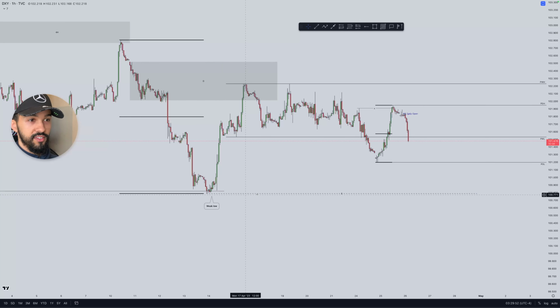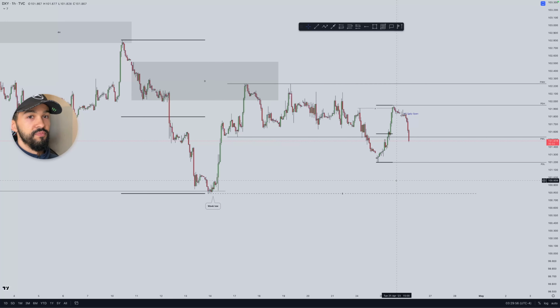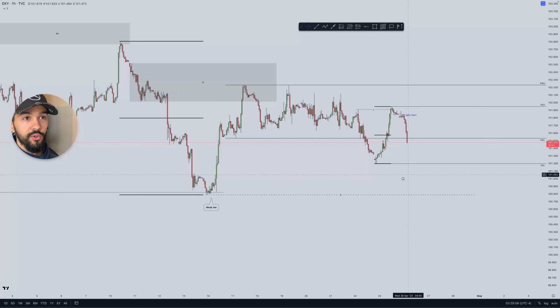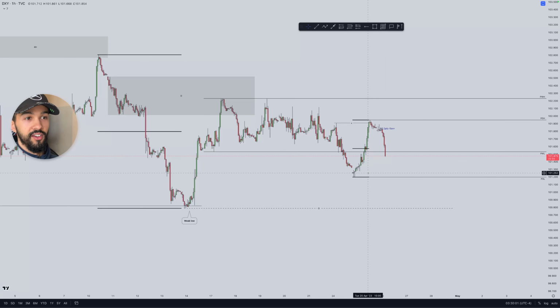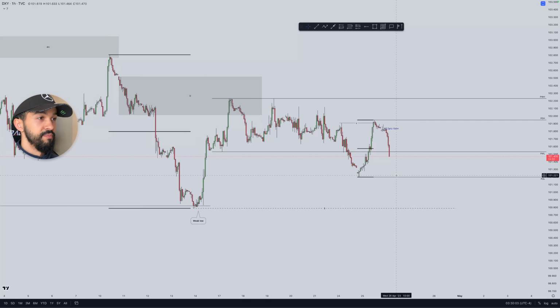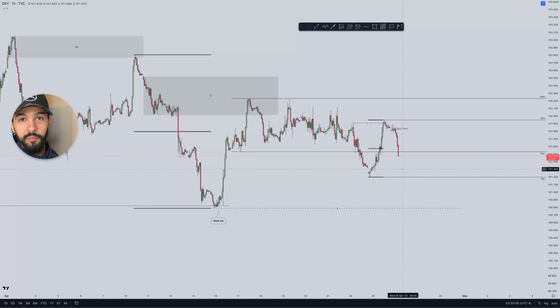You can see I've got this targeted as the swing sell side liquidity here. This previous daily low will also be a sell side liquidity target, possibly for today or tomorrow. And yeah, so that's my bias. That's the direction I'm looking to trade in.